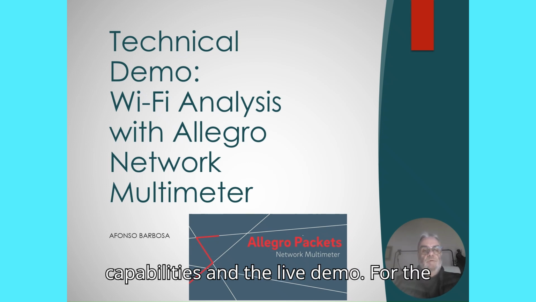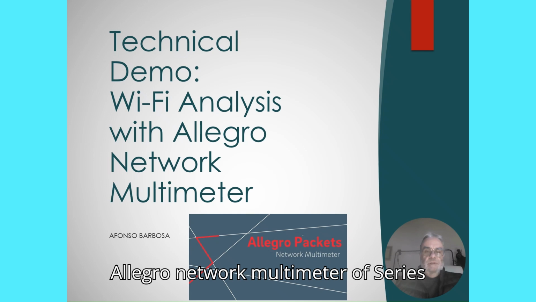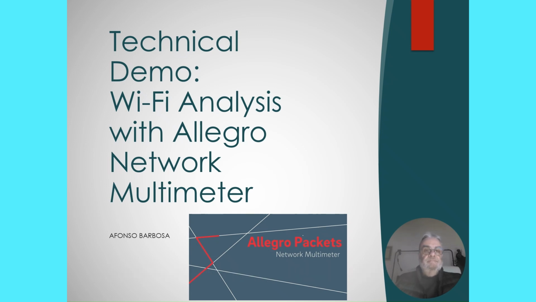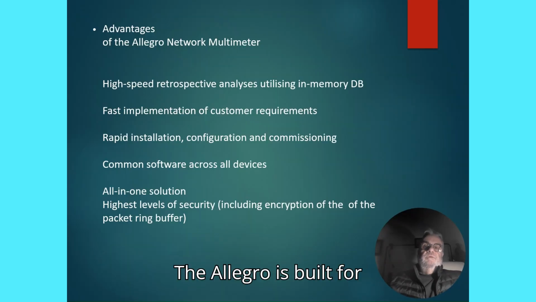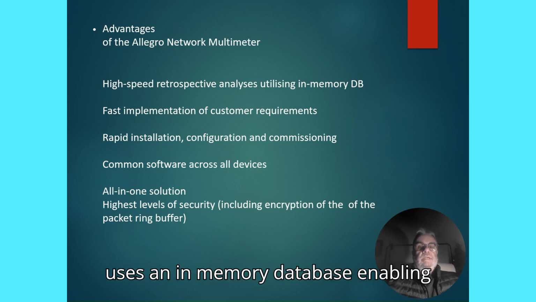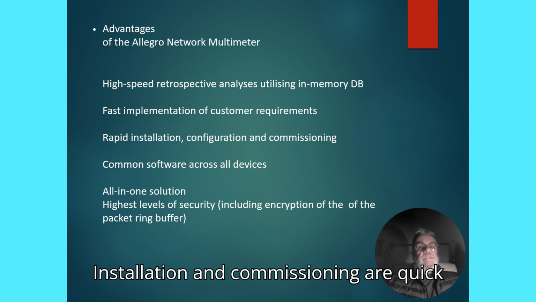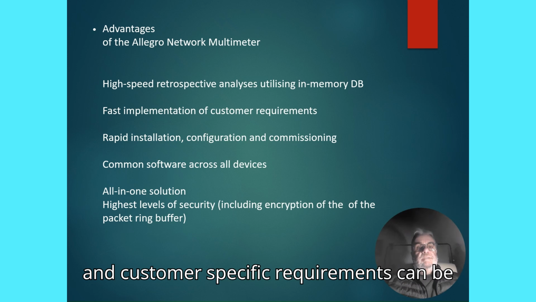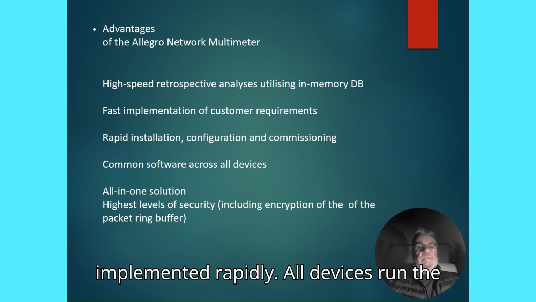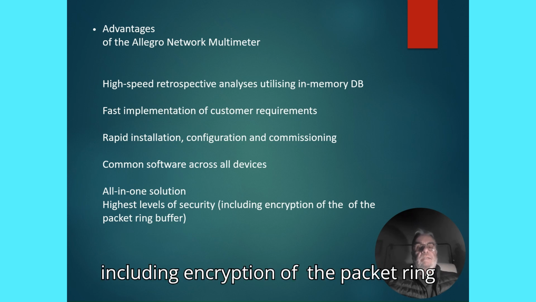For the live demo, we will be using an Allegro Network Multimeter of series 1000. The Allegro is built for high speed and detailed analysis. It uses an in-memory database enabling very fast retrospective investigations. Installation and commissioning are quick, and customer-specific requirements can be implemented rapidly. All devices run the same software with strong security, including encryption of the packet ring buffer.